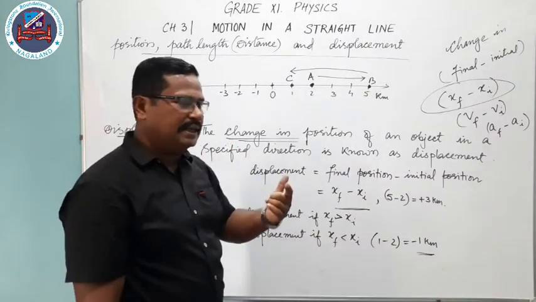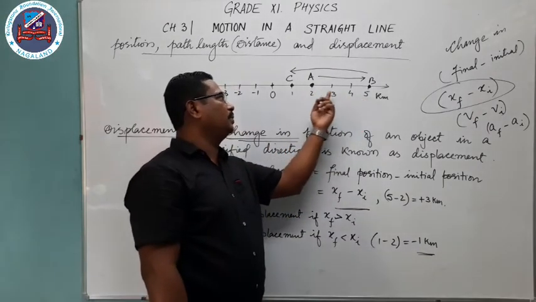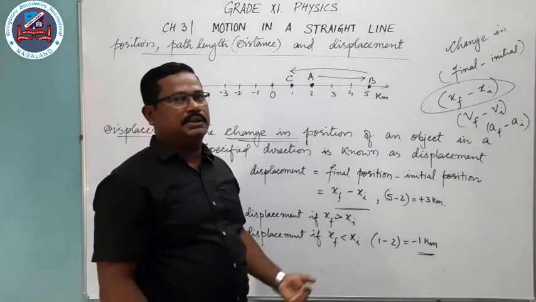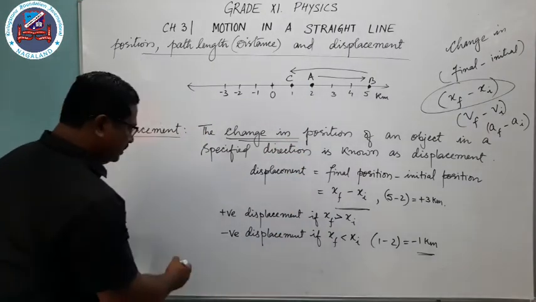Negative displacement you get when, from the point where you start, you go forward, and after that you cross that position and come back, then you get negative displacement. Displacement will be on the other side. And lastly, zero displacement.